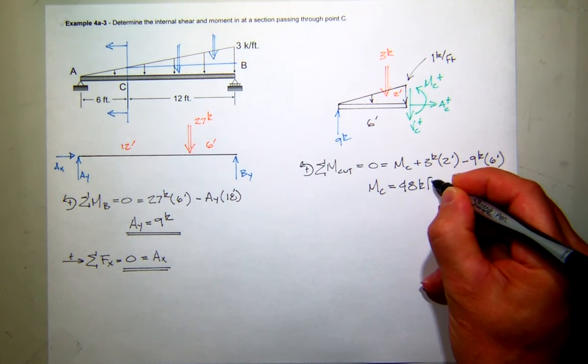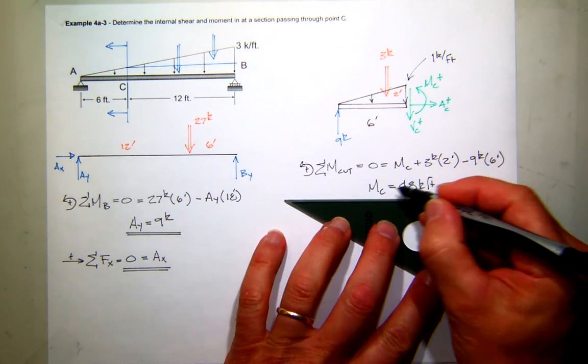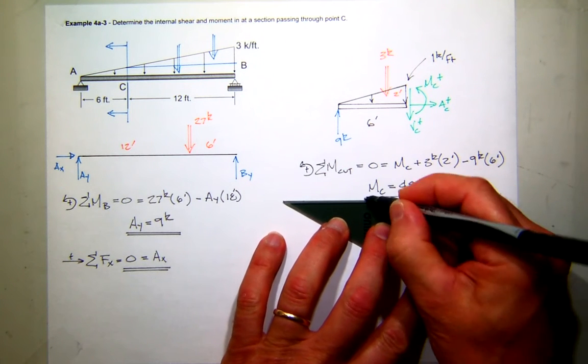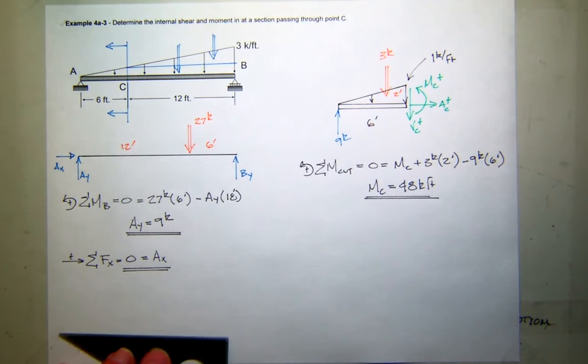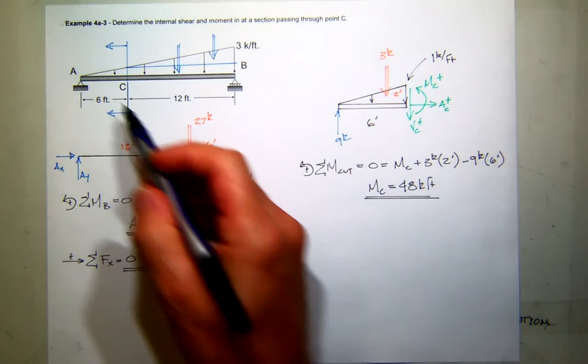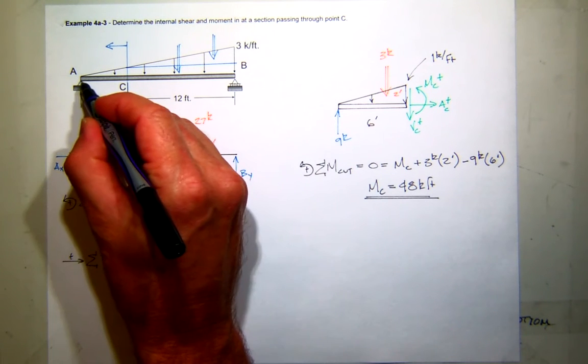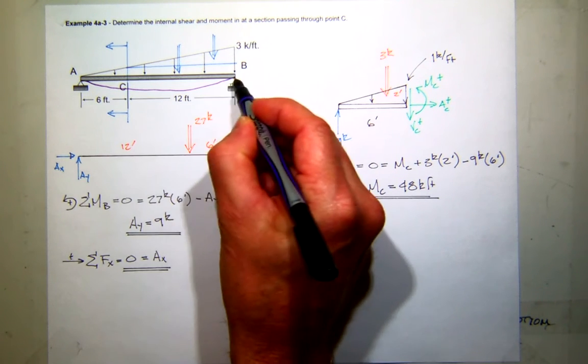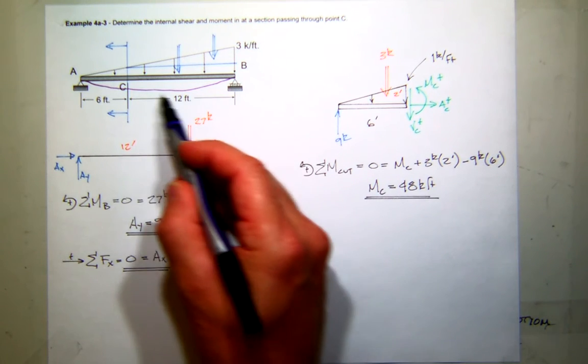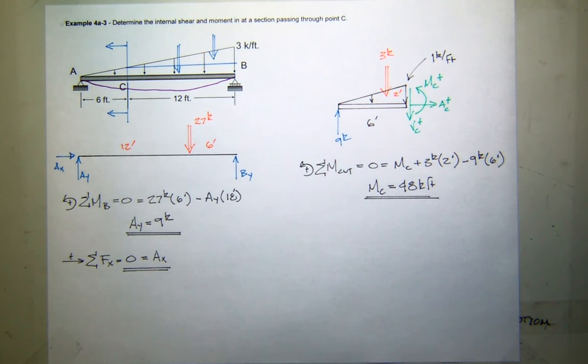And that's kip feet. Does it make sense that this structure has a positive bending moment? Yeah, under this kind of load, you'd expect the beam to bend kind of like that. And that looks like a smile, so you expect it to be positive.